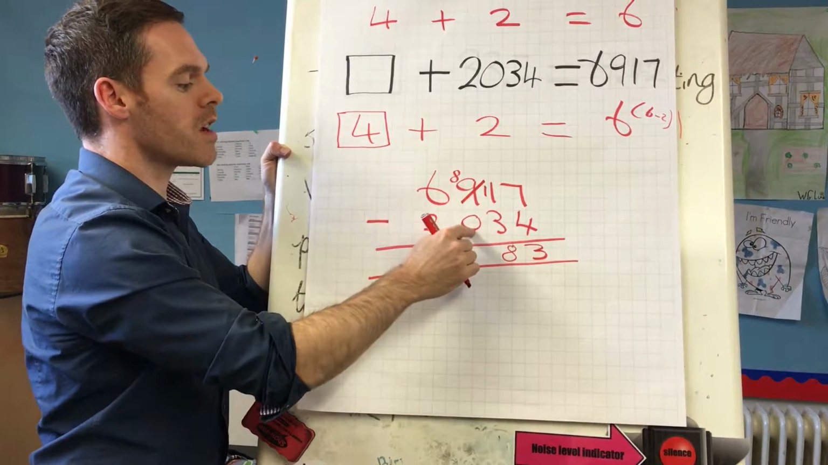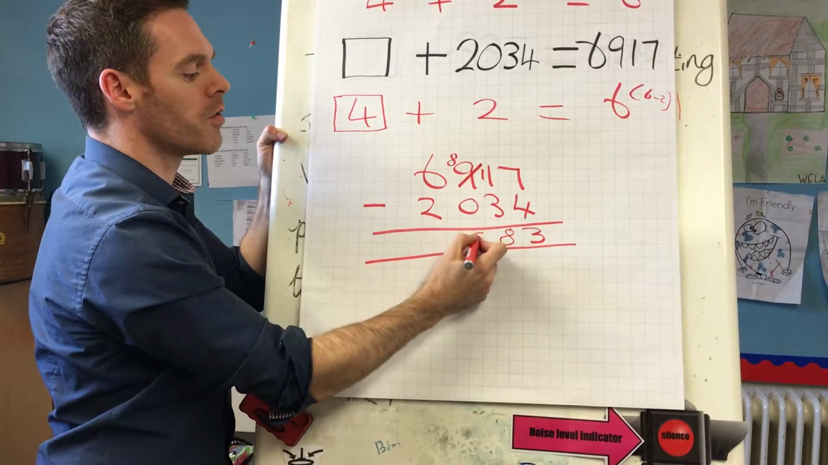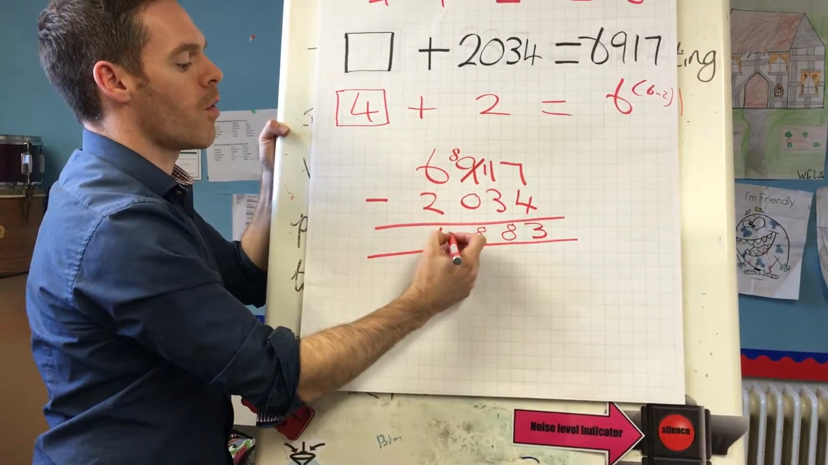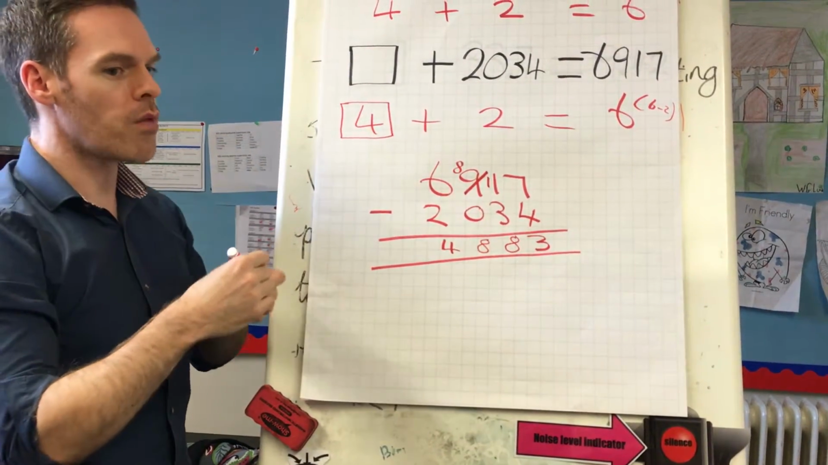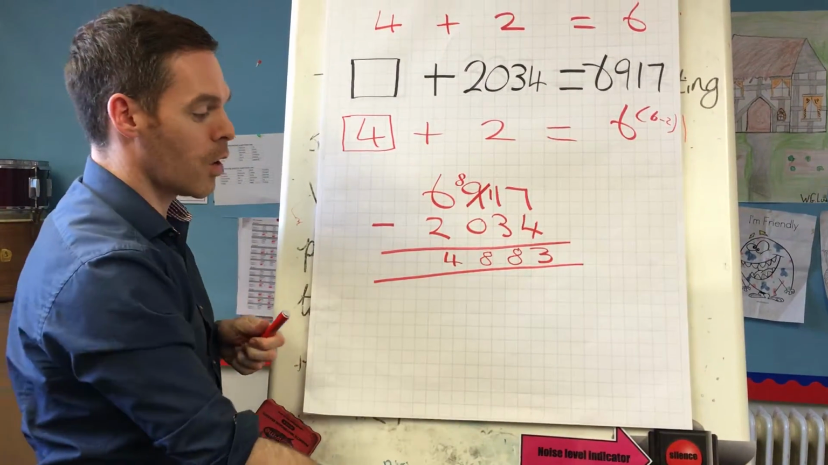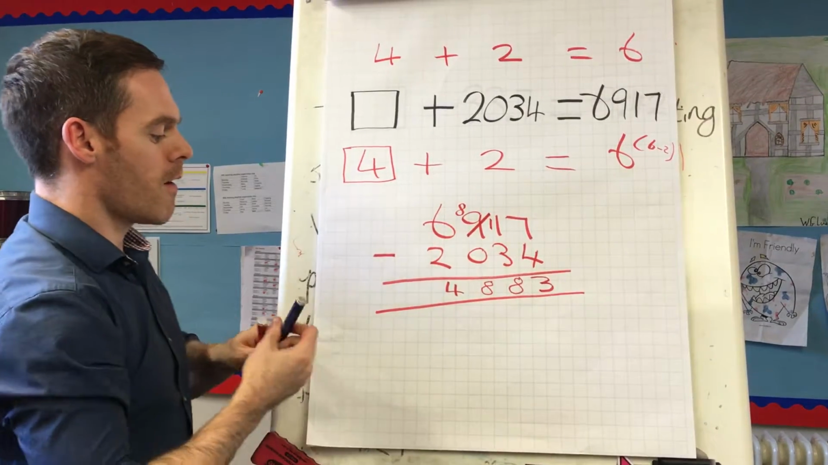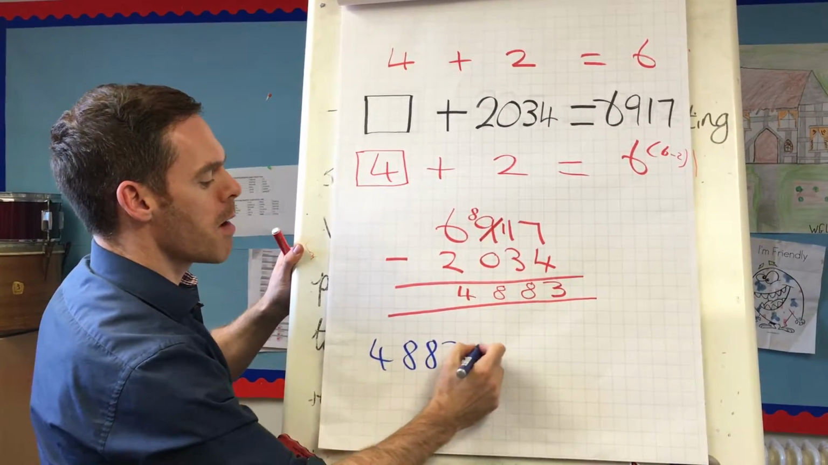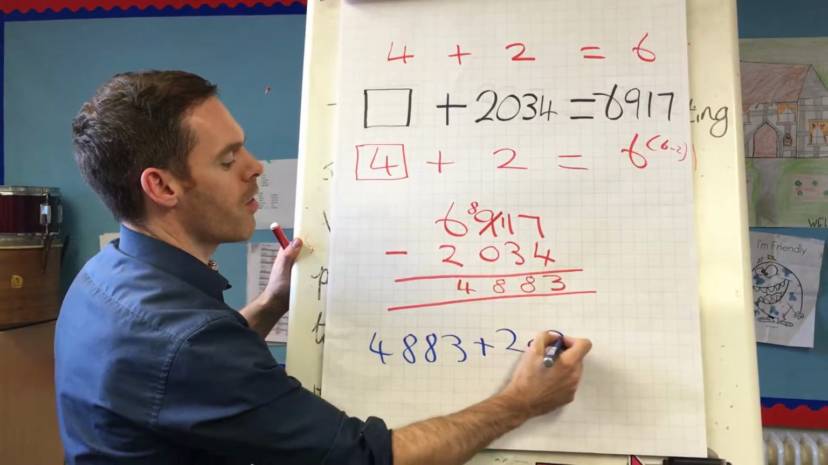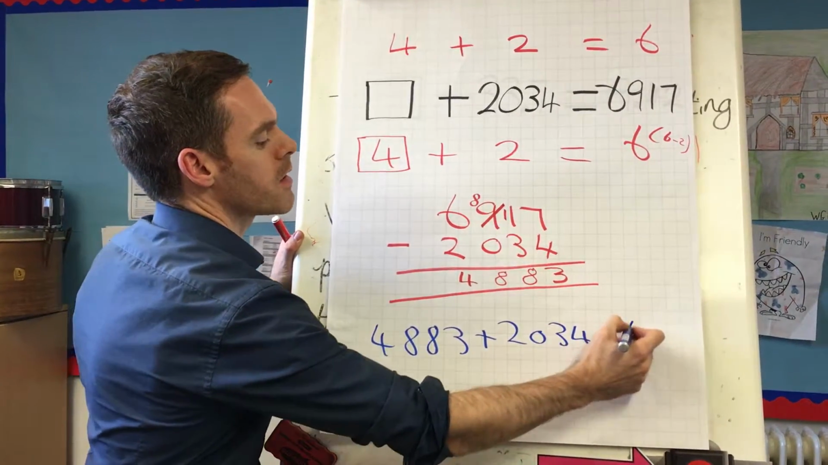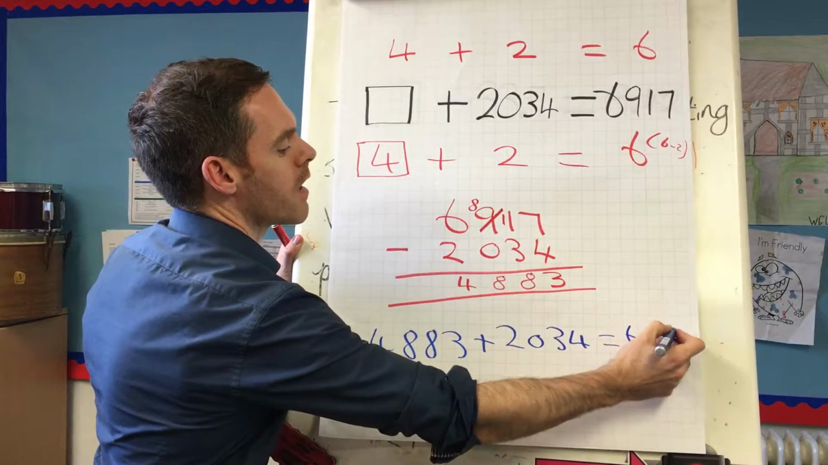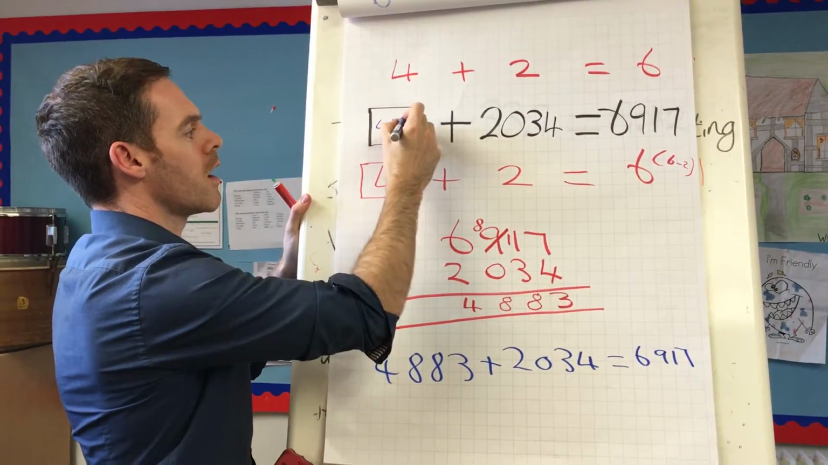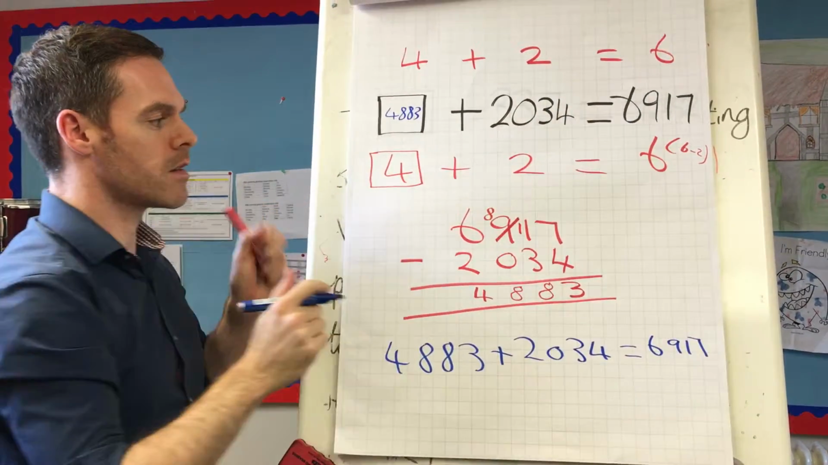800s subtract 0 hundreds, I've still got 800s. And 6,000s take away 2,000s, I'm left with 4,000s, okay? So now I can write my complete number sentence, which is, of course, 4,883 plus 2,034 equals 6,917. And I can pop it in here as well if I wanted to. 4,883. We can see that that makes sense, okay?